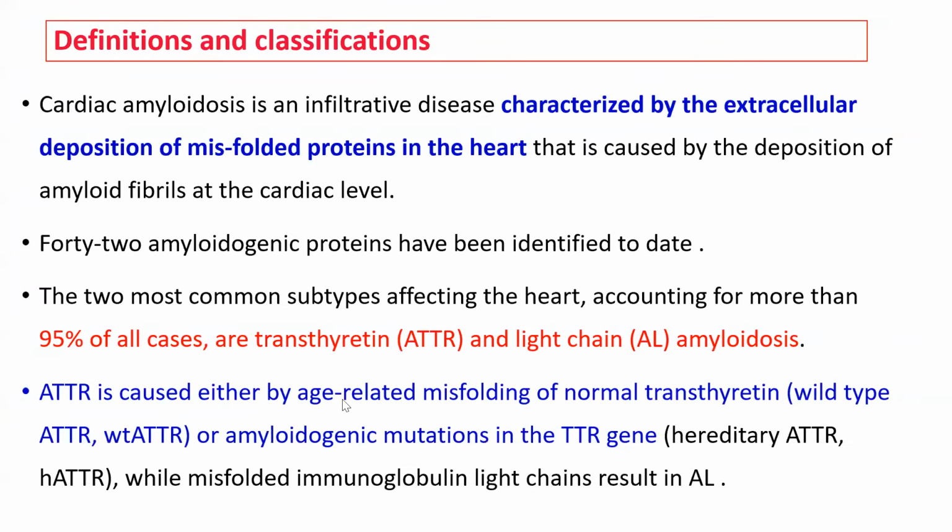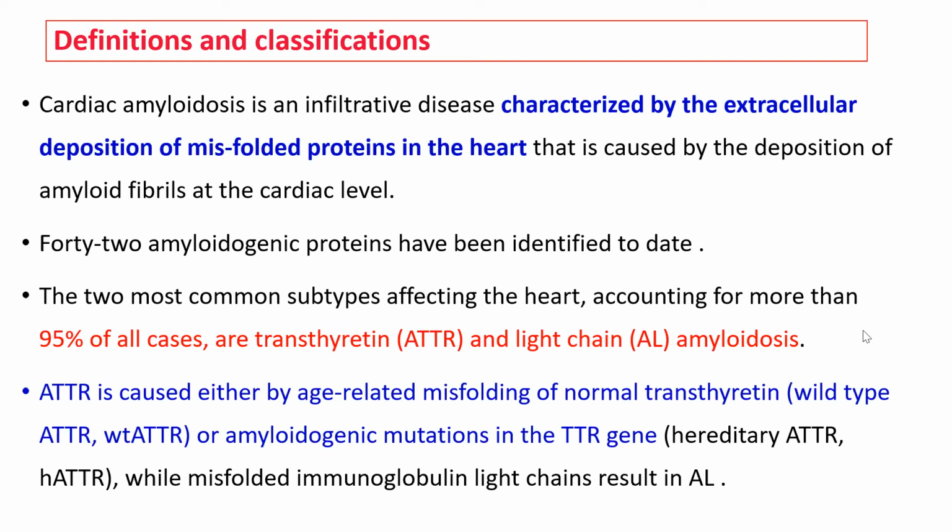The definition of cardiac amyloidosis is an infiltrative disorder characterized by extracellular deposition of misfolded proteins in the heart that is caused by the deposition of amyloid fibrils at the cardiac level. There are 42 amyloidogenic proteins that have been identified to date. The two most common subtypes affecting the heart, accounting for more than 95% of all cases, are transthyretin and light chain amyloidosis.